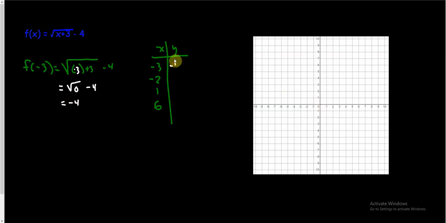So negative 3, negative 4. All right, if we do a negative 2 in here, f of negative 2 is the square root of blank plus 3 minus 4. We're plugging in a negative 2. Well, negative 2 plus 3 is 1. And the square root of 1 is 1. And 1 minus 4 is negative 3. Nice.